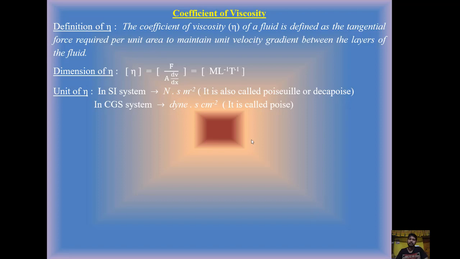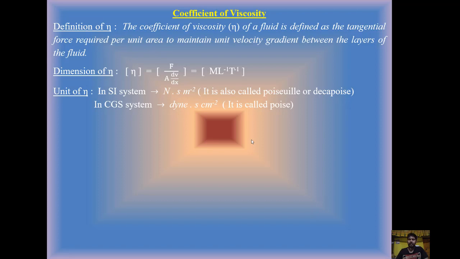Now we know about the new thing, that is the coefficient of viscosity. So what is the definition? The coefficient of viscosity of a fluid is defined as the tangential force required per unit area, meaning capital A equal to 1, to maintain unit velocity gradient, that is dv/dx equal to 1, between the layers of the fluid.